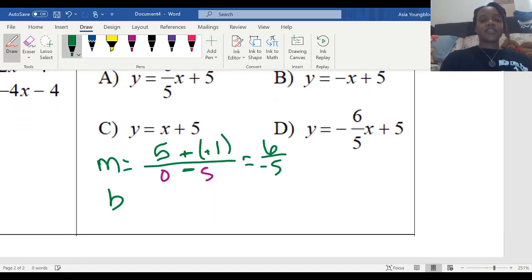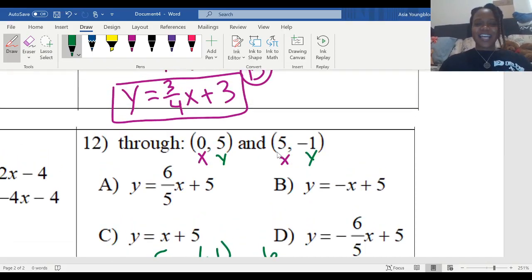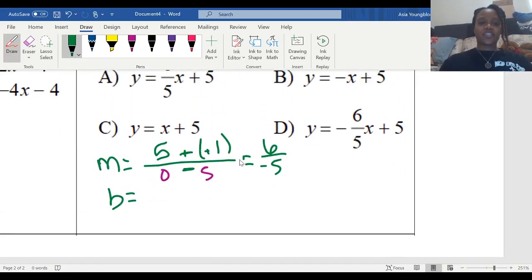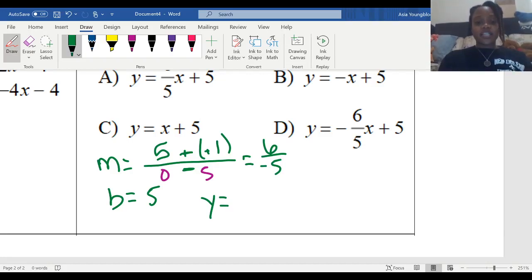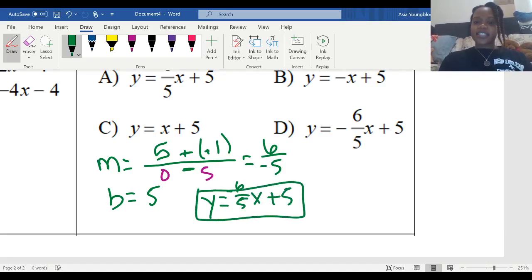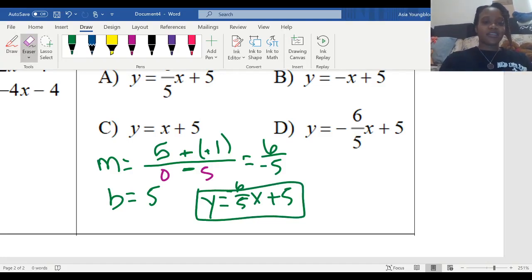Our y-intercept is going to be taken from the point that has 0 as its x value, so that's our first point here. You see the x value is 0, so our y-intercept for this function is going to be 5. Now that we have our slope and y-intercept, we can write our final equation in slope-intercept form. So it's going to be y equals negative 6/5 x plus 5. And we can see that that's ugly.